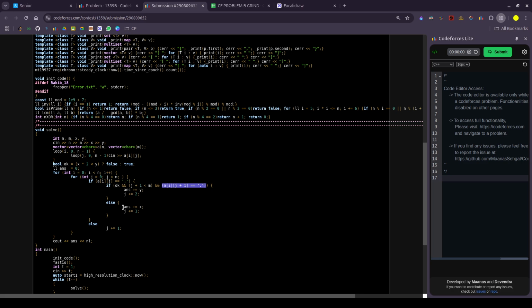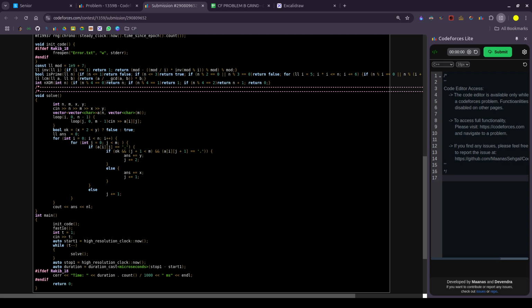So in that case, if x is greater than y, we have no other option. We have to take x one time, so the one cell will be covered. And if it is not a dot, then we just keep traversing, with j plus one as the counter. Ultimately we are printing our answer. So this is the solution.